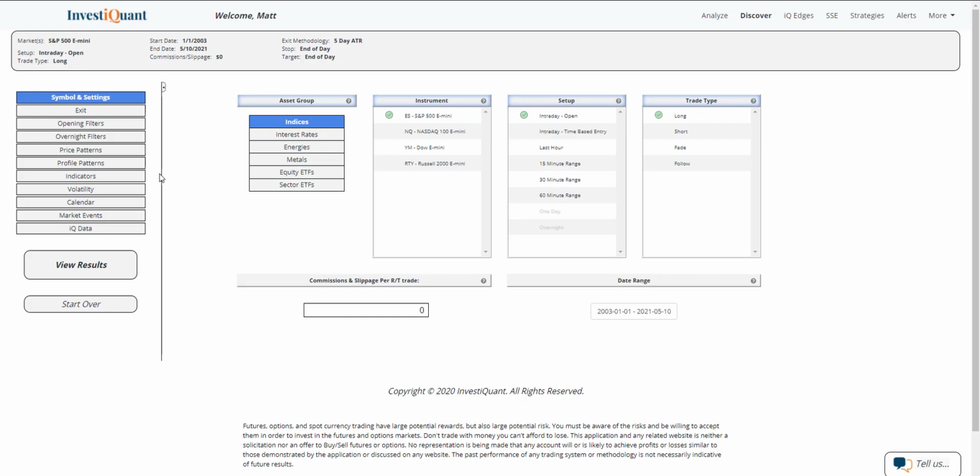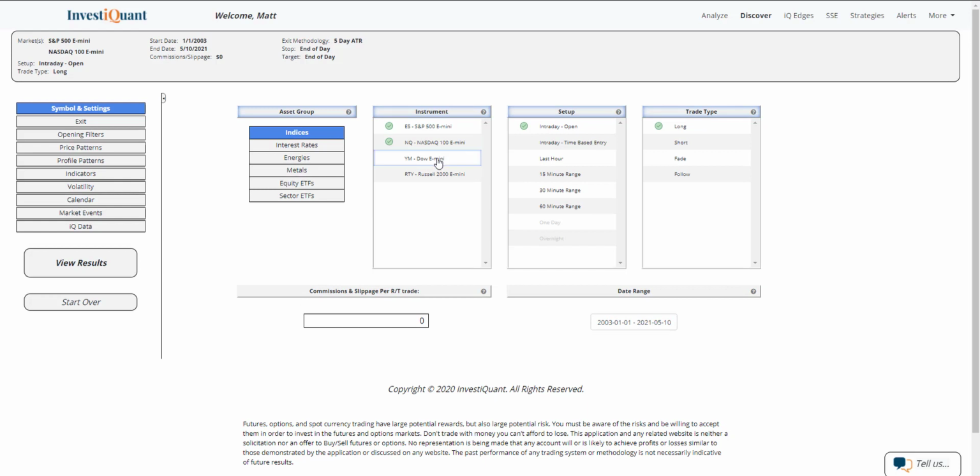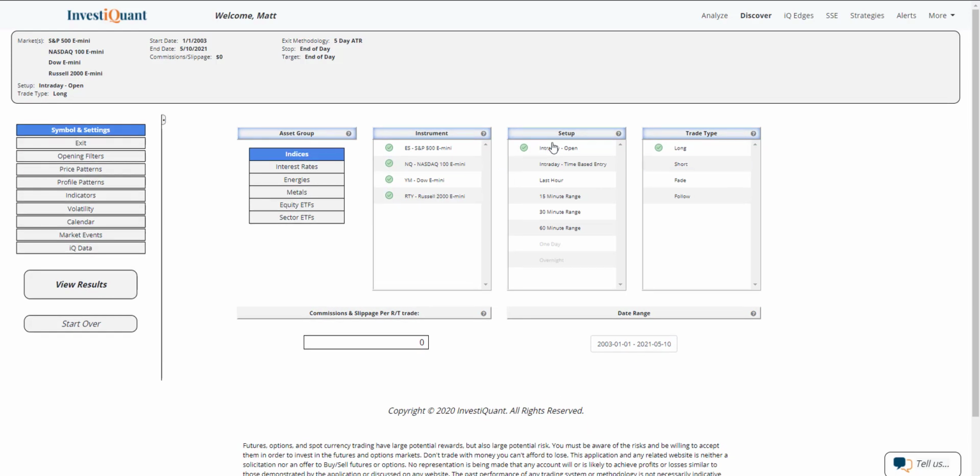So what we're going to be looking at this morning is what has happened historically following a non-farm payrolls report that closed at a 52-week high. So let me go ahead and set that up here in Discover using all four instruments. The setup's based upon entering the market long at the open of regular trading hours, which is 9:30 a.m. Eastern Time. The exit will be set to the end of the day, which is 4:15 p.m. Eastern Time.